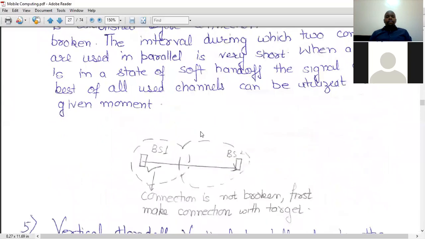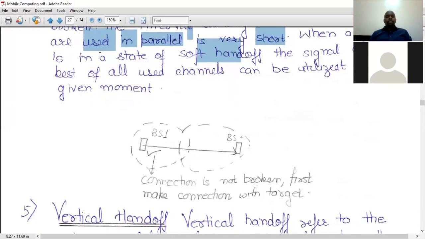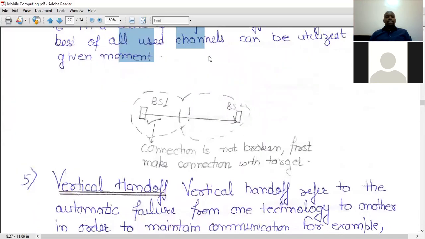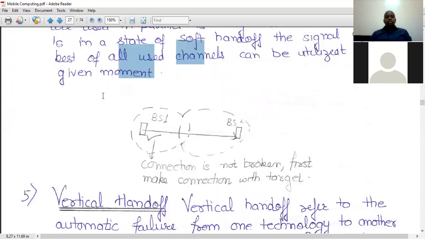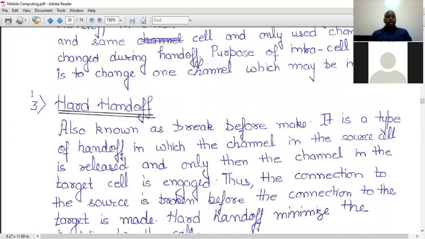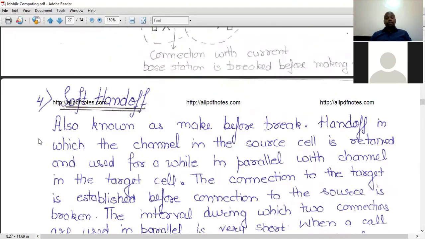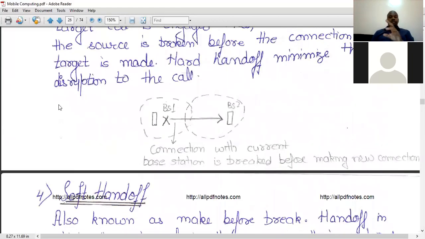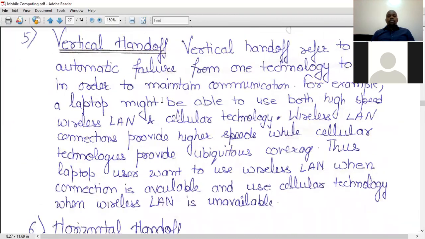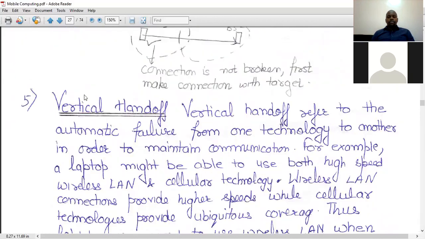Here we are saying the interval during which two connections are used in parallel is very short. When a call is in state of soft handoff, the signal of the best of all used channels can be utilized at a given moment. So basically, hard handoff, soft handoff, they are types of intercell handoff that work in different ways. All right, vertical handoff and horizontal handoff. This is very interesting.